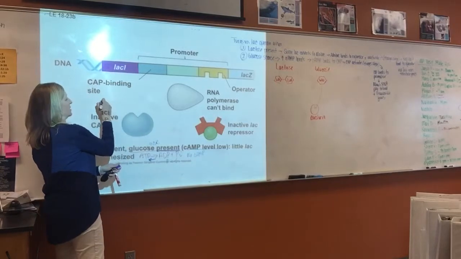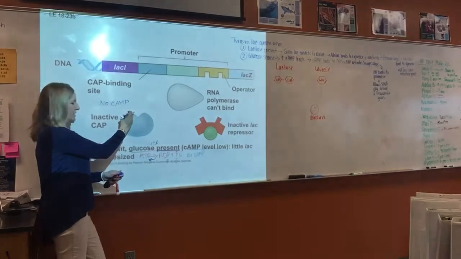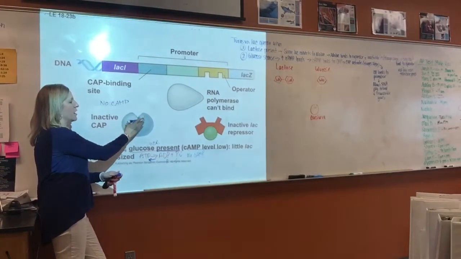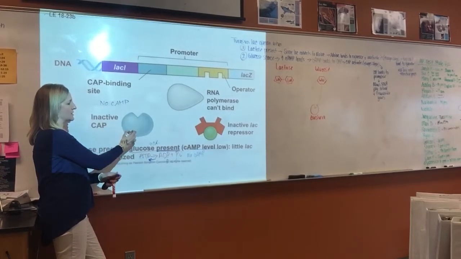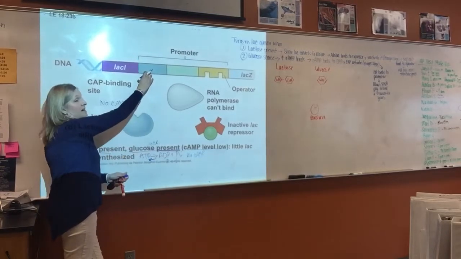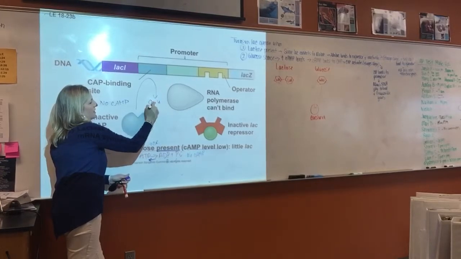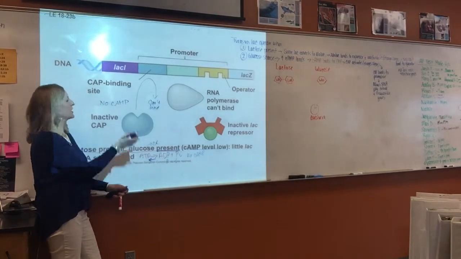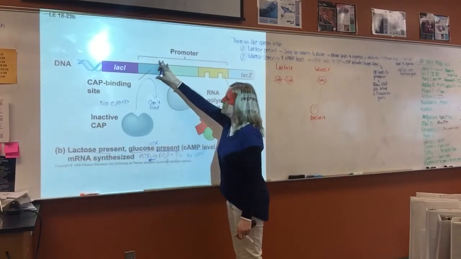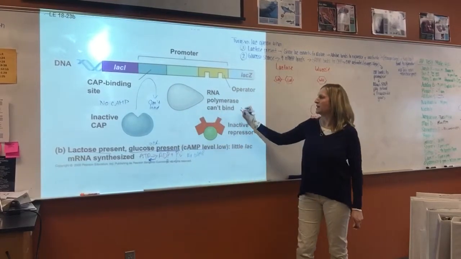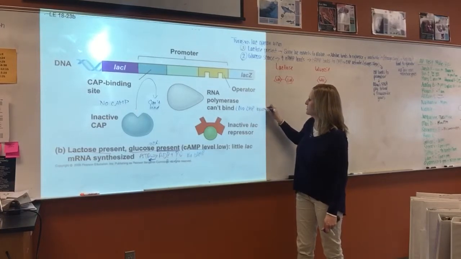Unlike the last picture, there's no cyclic AMP. So the cyclic AMP is not going to bind here, which means that the CAP protein stays in the inactive state. Can it bind to the binding site? No, it can't bind, because it never changed shape because there was no cyclic AMP. So therefore, if the activator doesn't bind, then RNA polymerase can't bind. This is because no CAP is bound to the promoter.